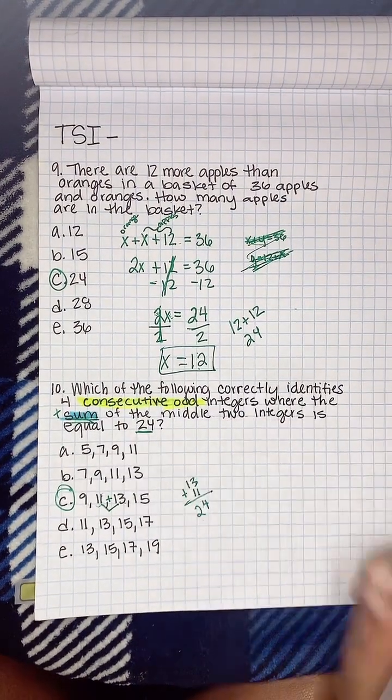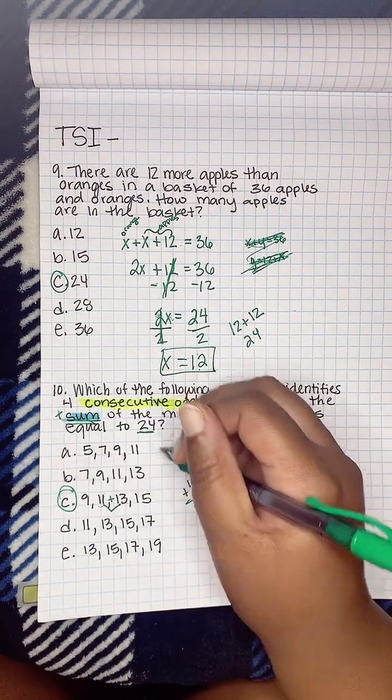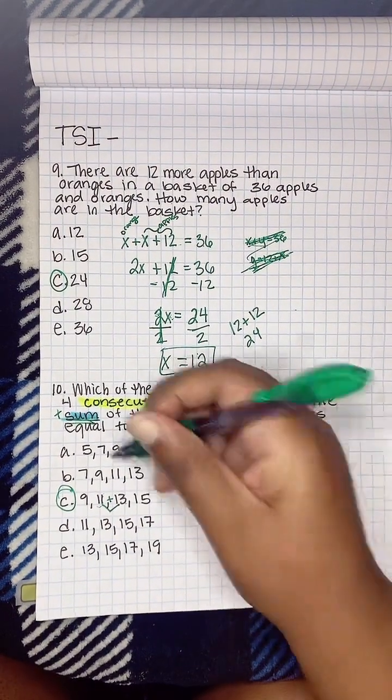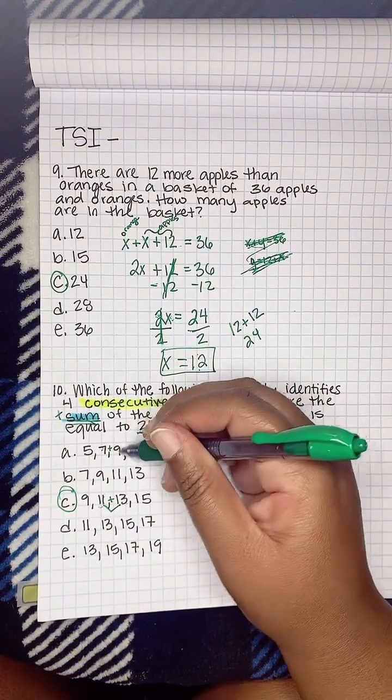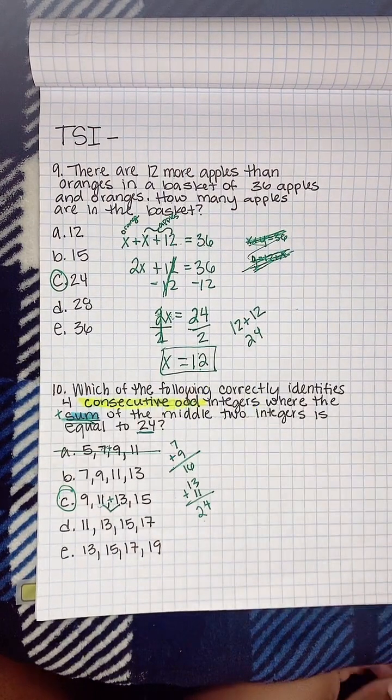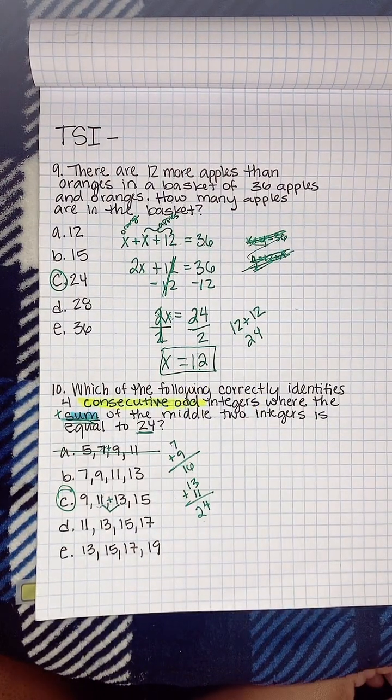Let me show you why A doesn't work. Because when we add 7 plus 9, that gets us 16. So these 2 middle ones, when we find the sum, get us 16, not 24. That's why A is out. Oh, okay. Thank you so much. Yes.